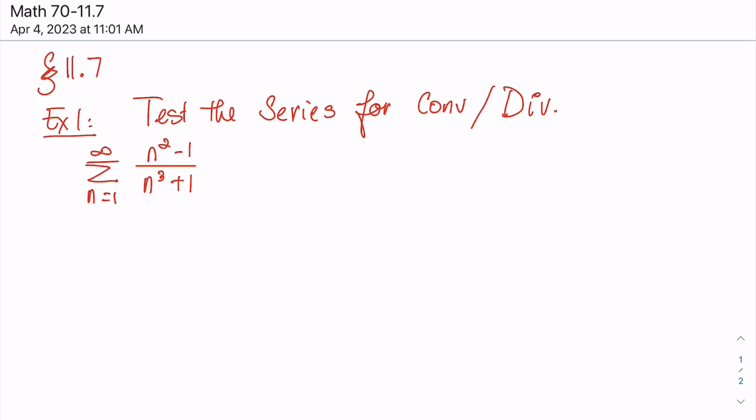We want to test the series for convergence or divergence. When you look at this series, hopefully you can recognize that it is of the form of a p-series. Therefore, I'm going to use the limit comparison test. For the limit comparison test, we need a sub n and b sub n. So a sub n, in this case, is going to be n squared minus 1 over n cubed plus 1, and b sub n is going to be 1 over n.